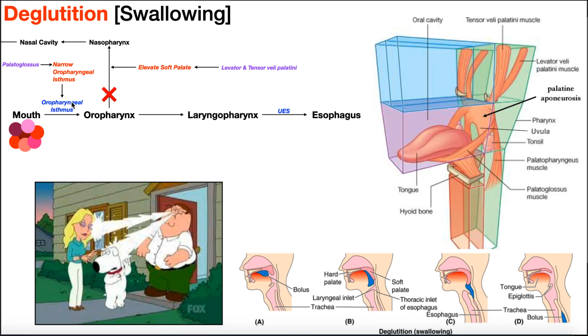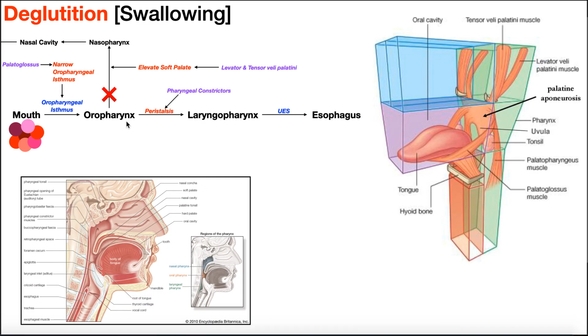And by closing off the oropharyngeal isthmus and the passageway between the oropharynx and the nasopharynx, we're essentially allowing unidirectional flow of the bolus of food from the oropharynx down into the laryngopharynx. Now, it doesn't just drop due to gravity. There are muscles within the pharynx that contract and through peristalsis move that bolus of food down into the laryngopharynx. And this is a very rapid movement of the bolus of food, and it's facilitated by certain muscles called the pharyngeal constrictor muscles.